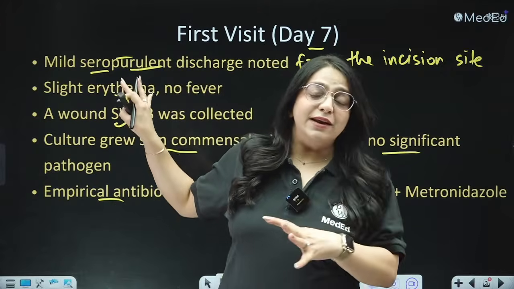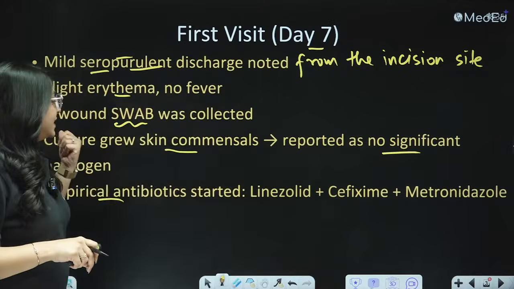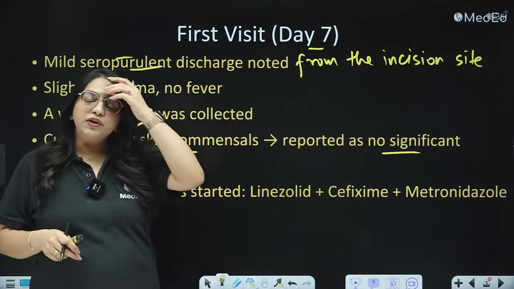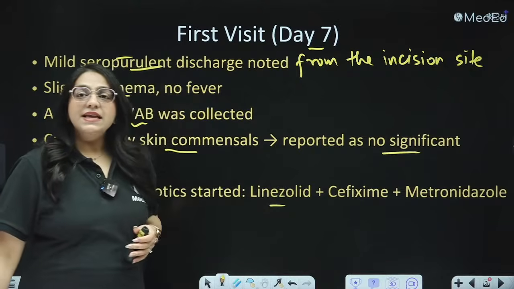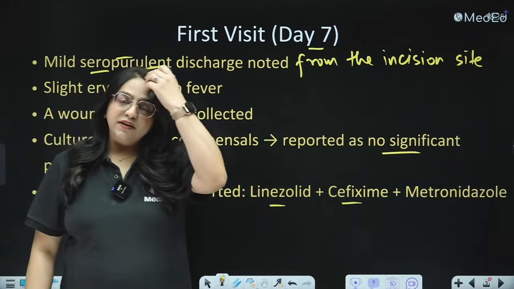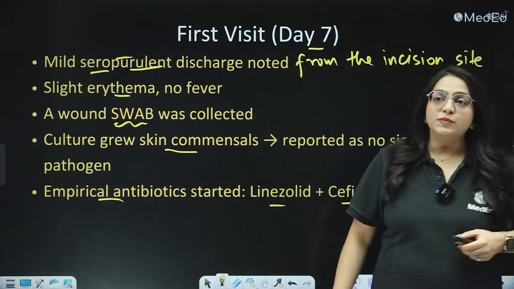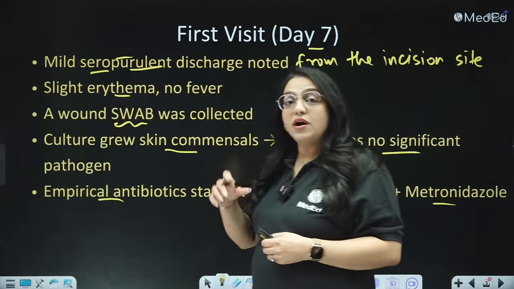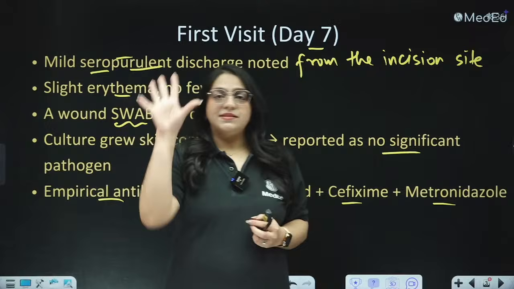Very, very common scenario of the hospitals, this scenario that I've given you, right? So empirically the surgeon says, let me cover all the spectrums of infectious agents. So he's given linezolid to cover the gram positives. He's given cefixime, which is a third generation cephalosporin, to cover the gram negatives, and also given metronidazole to cover the anaerobes. Because this brings me to the discussion that what are all the agents which can cause infections in the surgical sites? Absolutely any organism under the sun, right?